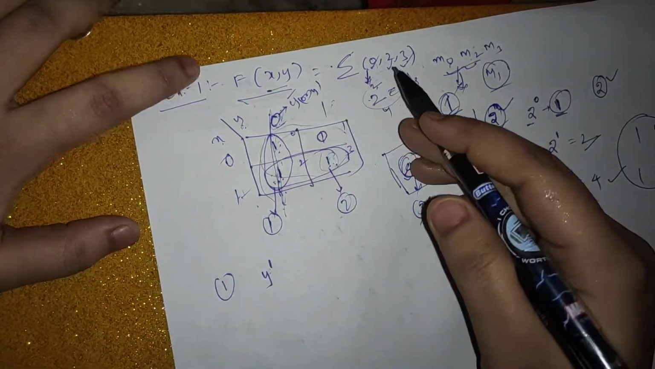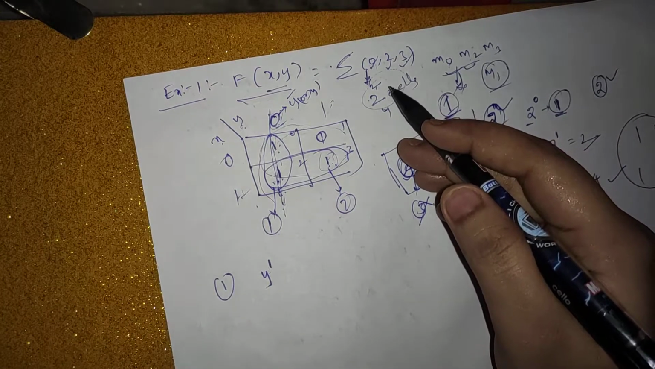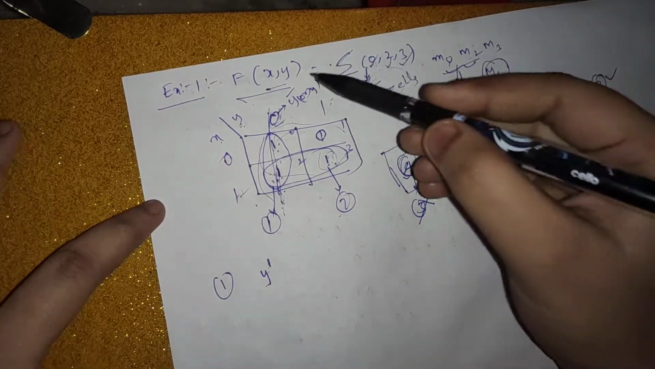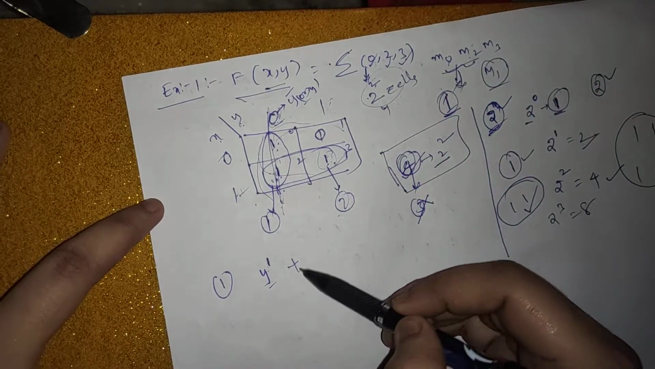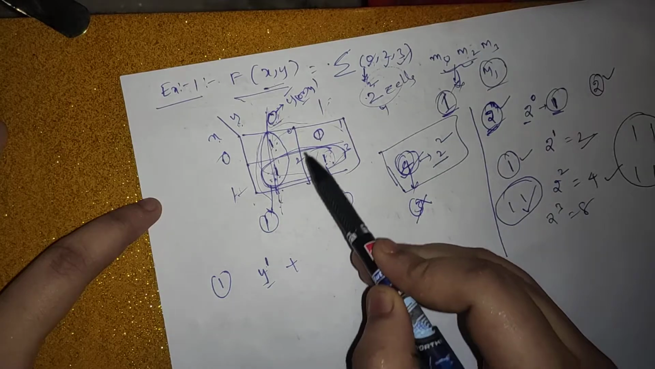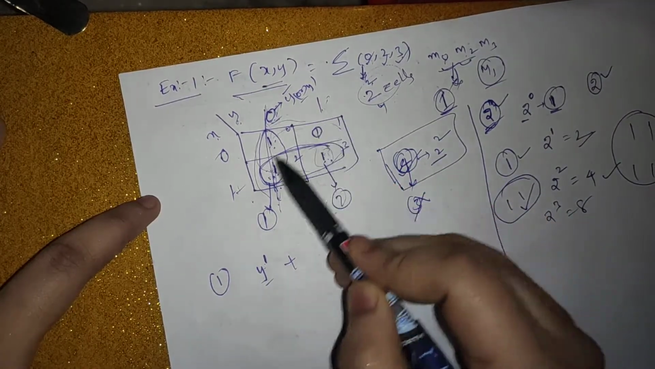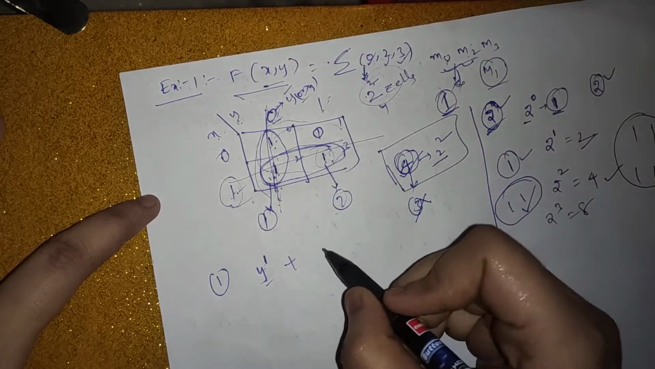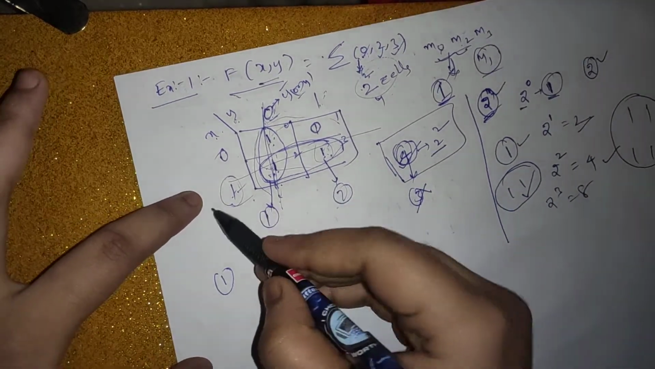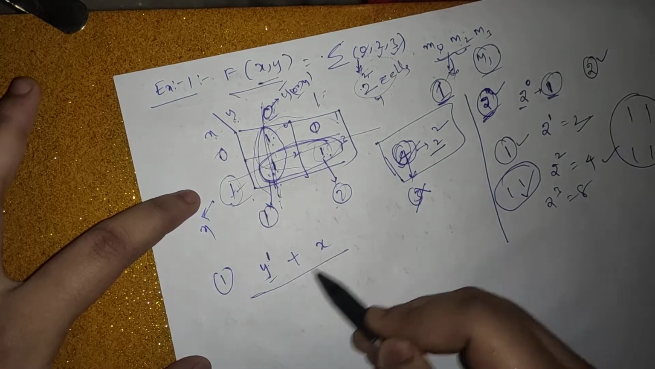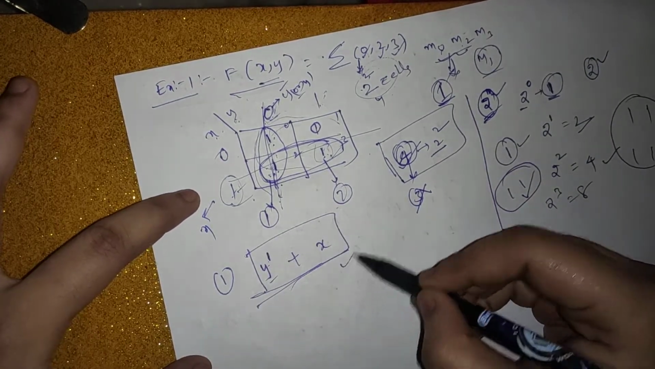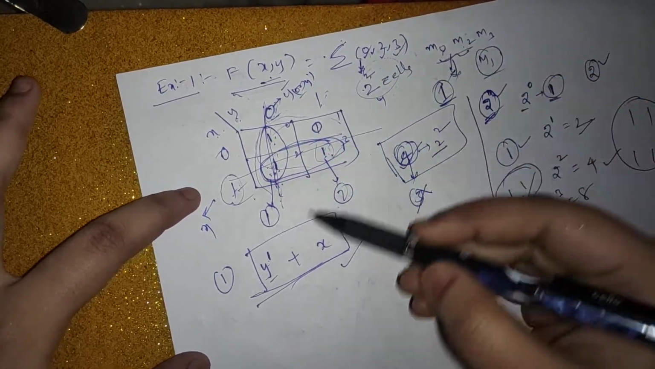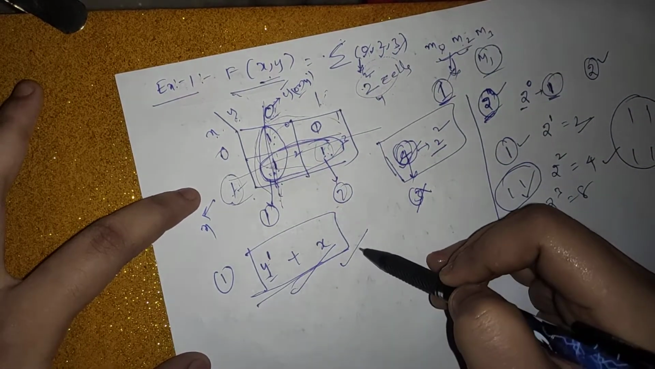So ignore the variable which is varying. This is the most important point. Ignore the variable which is varying. So we get y dash plus, in this second loop, y is varying from 0 to 1. This is a row, so x remains the same, that is 1. So that is represented as x only. So this is the minimized Boolean expression for f of x equal to sigma 0, 2, 3.